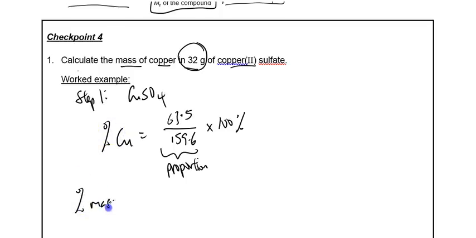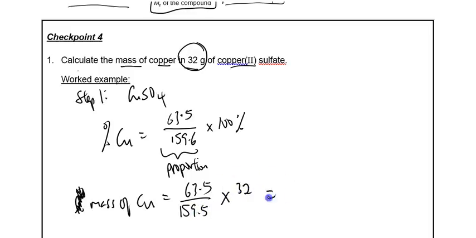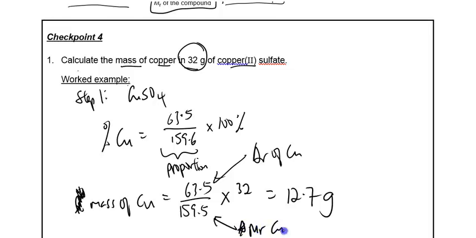Mass of copper is equal to the proportion of copper in copper 2 sulfate multiplied by the mass of the copper 2 sulfate, and this gives us 12.7 grams. So notice here, this is the AR of copper, and this is the MR of copper sulfate. So this gives us the proportion of copper in copper 2 sulfate, and if I multiply by 32 grams, which is the copper 2 sulfate which I have here, it will give me the mass of the copper instantly.